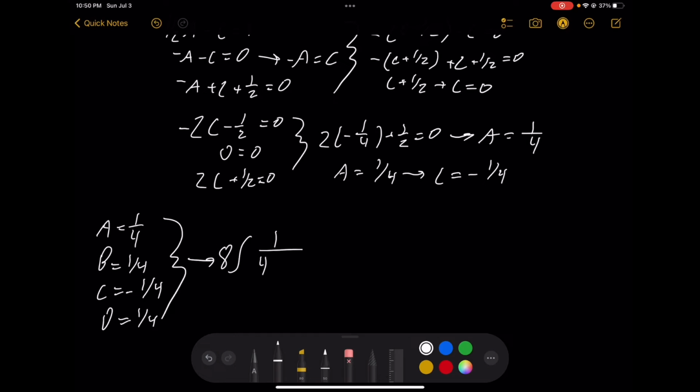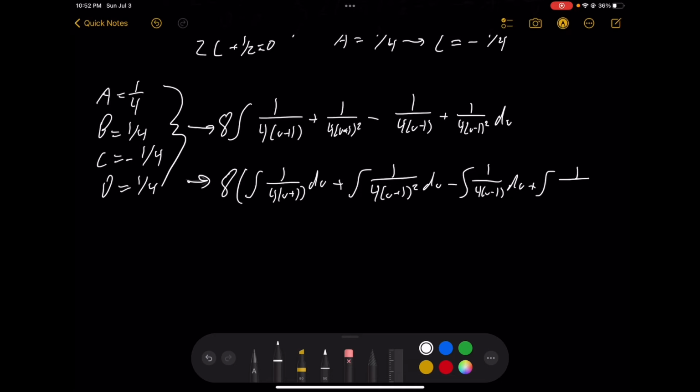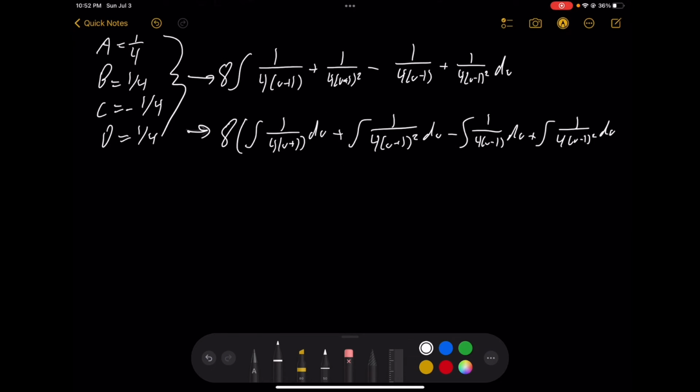So we have 8 times the integral of 1 over 4u plus 1, plus 1 over (4u plus 1) squared, minus 1 over 4u minus 1, plus 1 over (4u minus 1) squared. And now we can solve for each of these individually. So we have 8 times the integral of 1 over 4 times (u plus 1) du, plus the integral of 1 over (4u plus 1) squared du, minus the integral of 1 over 4u minus 1 du, plus the integral of 1 over (4u minus 1) squared du.